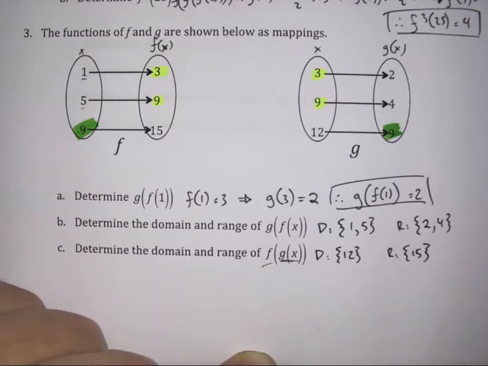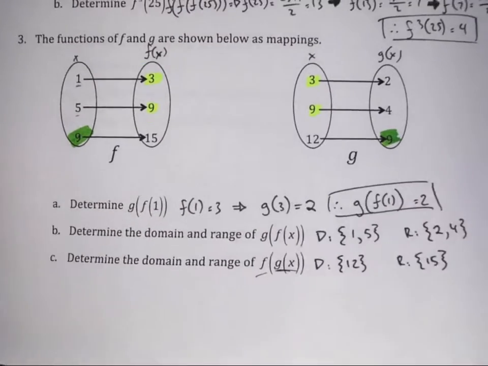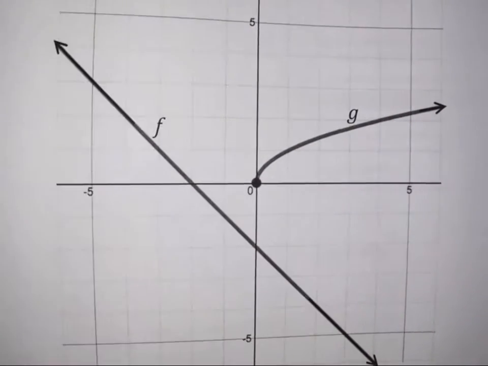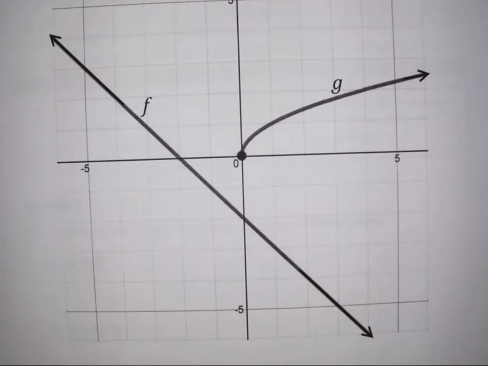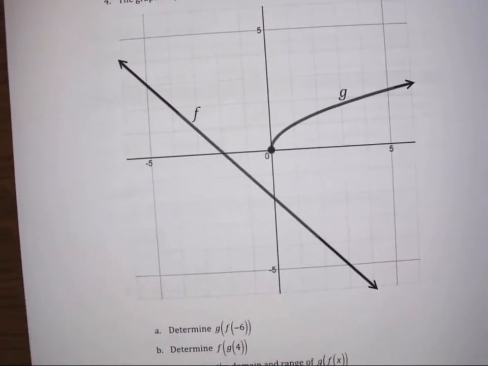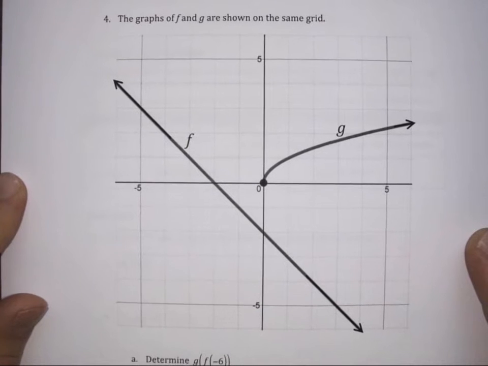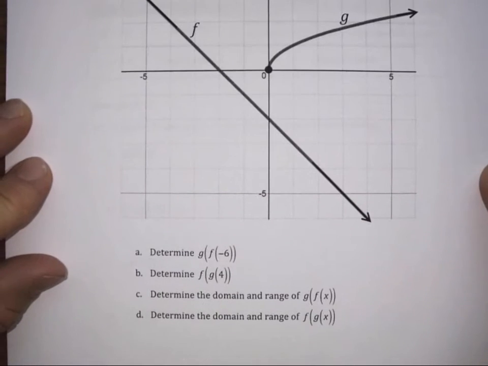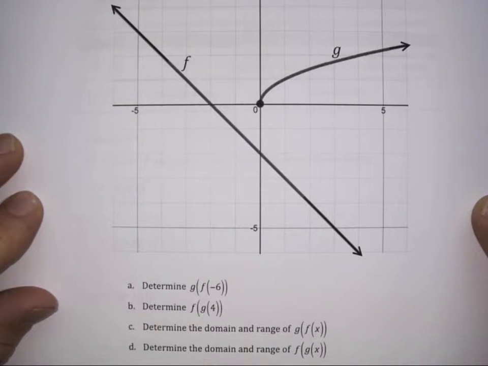And that is it, actually. Okay, last question. I'm going to zoom out a little bit so we can see both the graph and the question. Okay, so we're defining f and g. Determine g of f of negative 6.